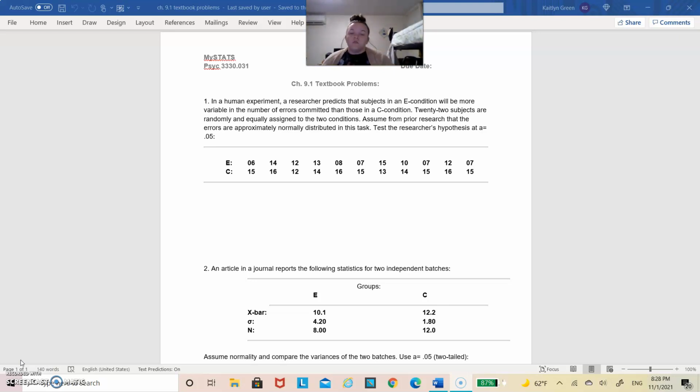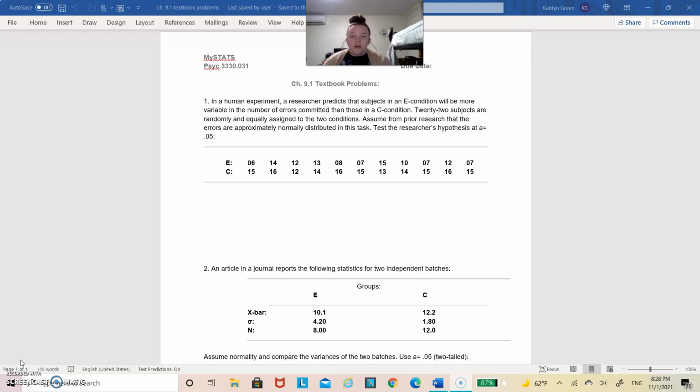Number 1 says, in a human experiment, a researcher predicts that the subjects in the E condition will be more variable in the number of errors committed than those in the C condition. 22 subjects are randomly and equally assigned to the two conditions. Assume from prior research that the errors are approximately normally distributed in the task. Test the researcher's hypothesis at alpha equals 0.05.